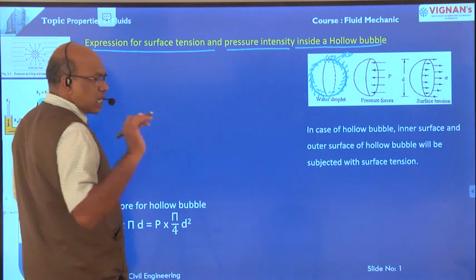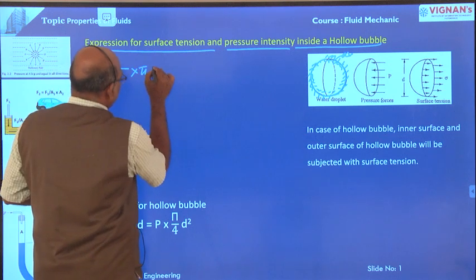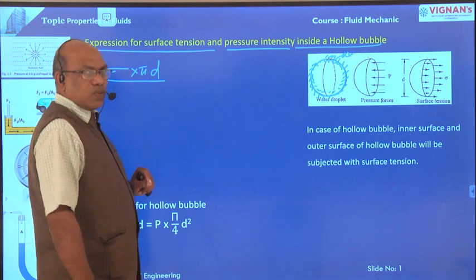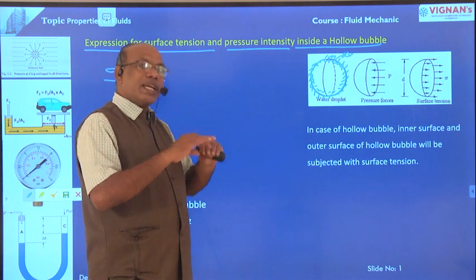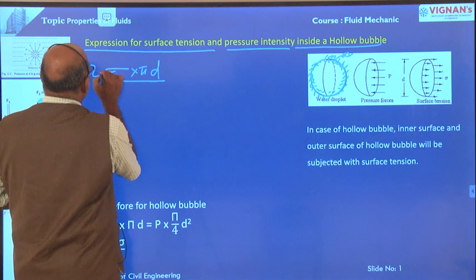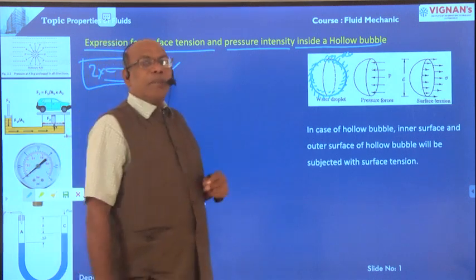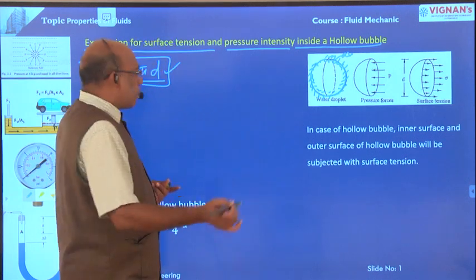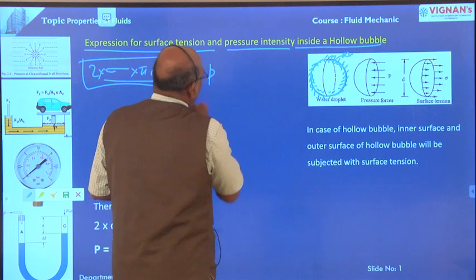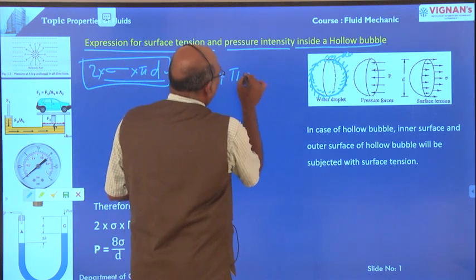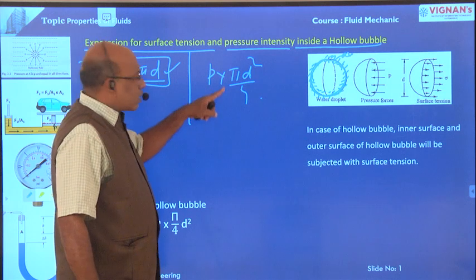Already I have explained surface tension force is equal to surface tension into pi d. This is surface tension force, but in case of soap bubble, the surface tension force is acting on both sides, inner side and outer side, therefore this is 2 times. Surface tension force is 2 times, 2 into sigma into pi d. And another one, pressure force. What is the pressure force? Pressure intensity into area, pressure intensity is denoted by small p into area pi d square by 4. The diameter of the soap bubble is equal to small d, right? This is the pressure force.